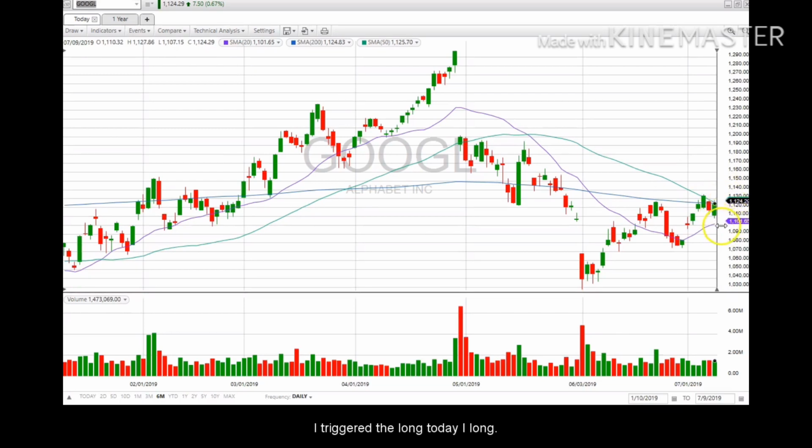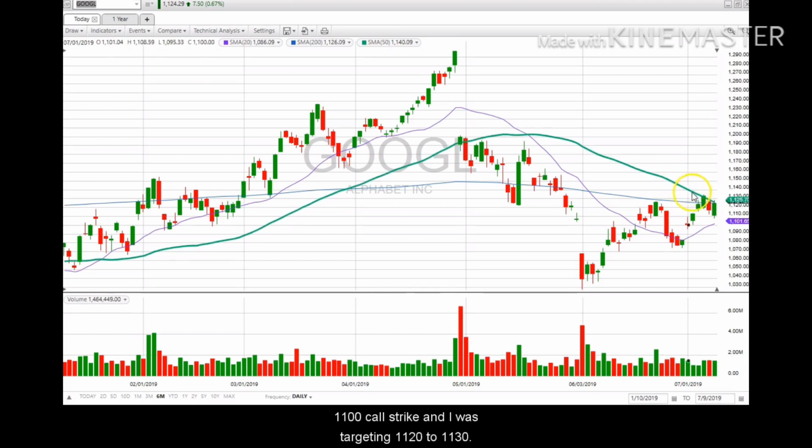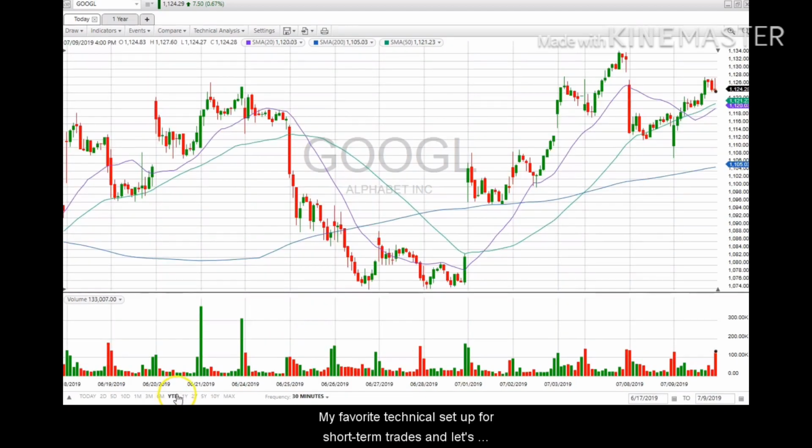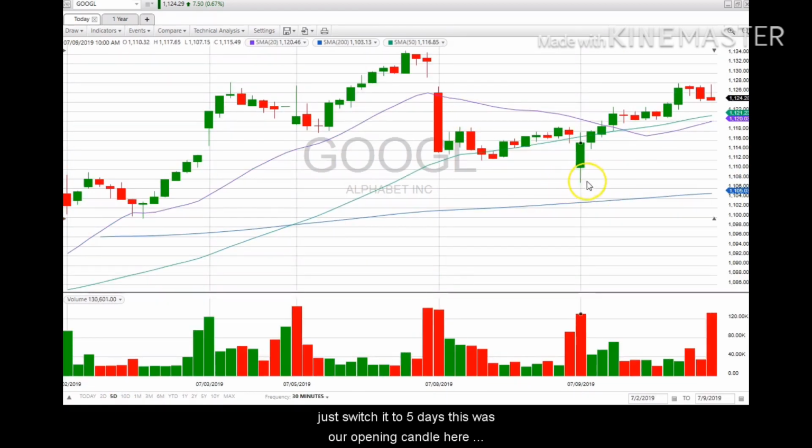I went long Google at 1,109, and I triggered the 1,100 call strike, targeting 1,125 to 1,130 for the trade. Let's switch to the 30 minutes view, which is my favorite technical setup for short-term trades, and let's switch it to 5 days. This was our opening candle right here, and if you go back to the trend line, the resistance at 1,108 is now kind of like support.